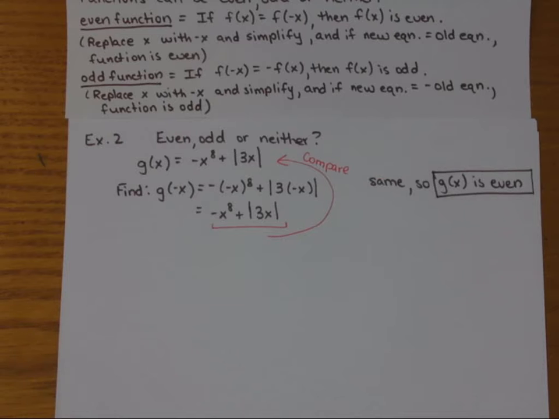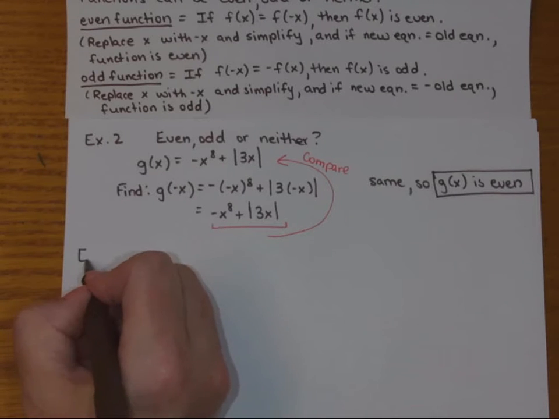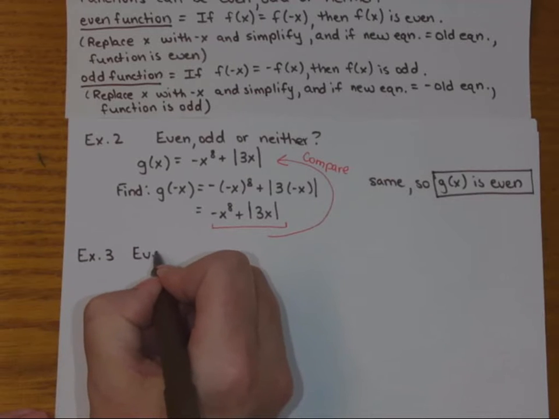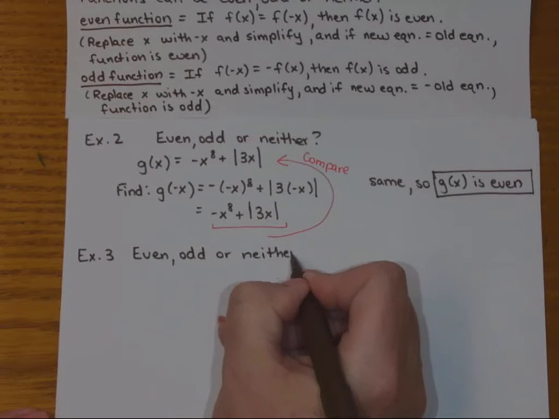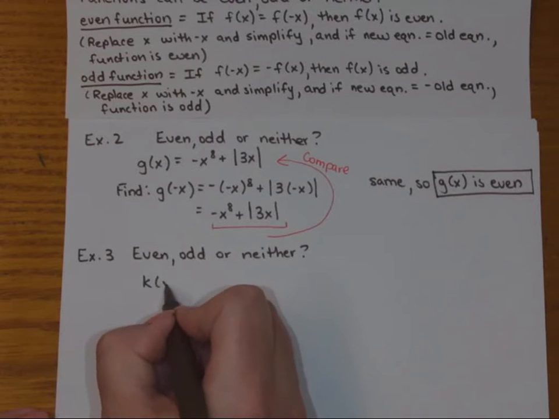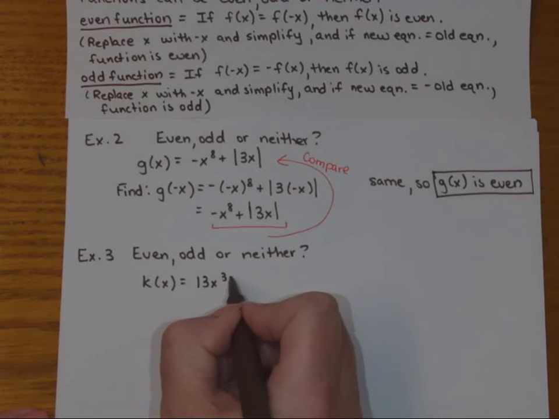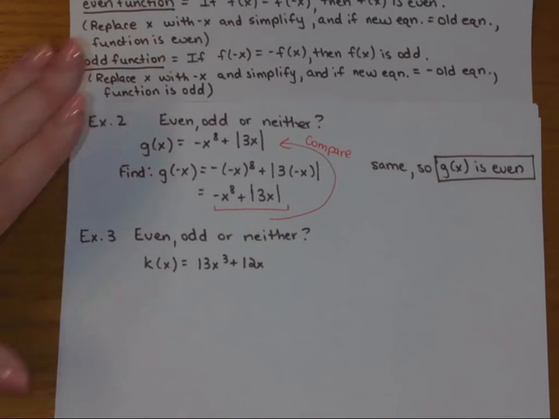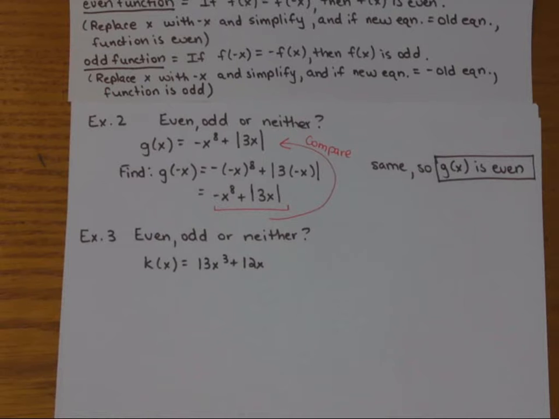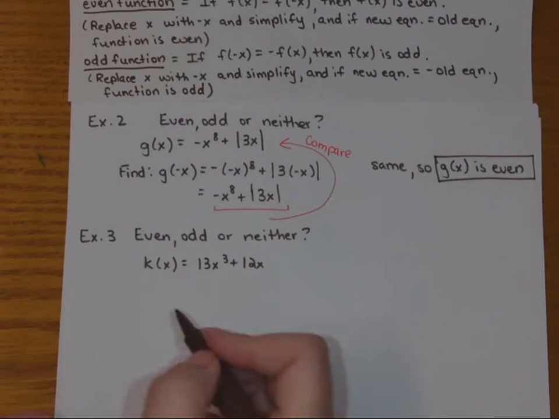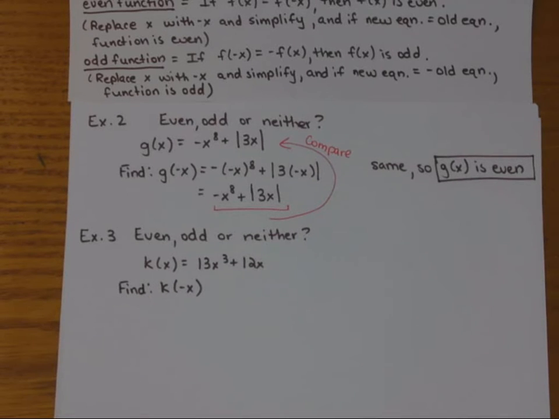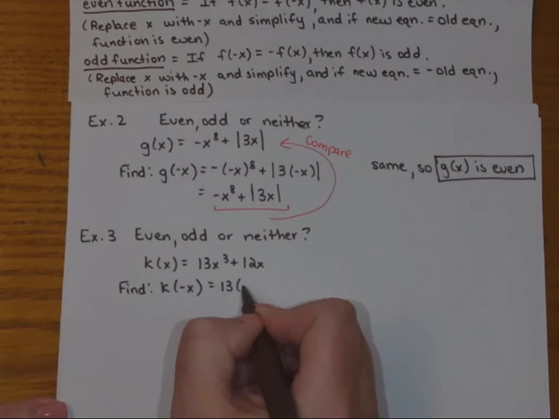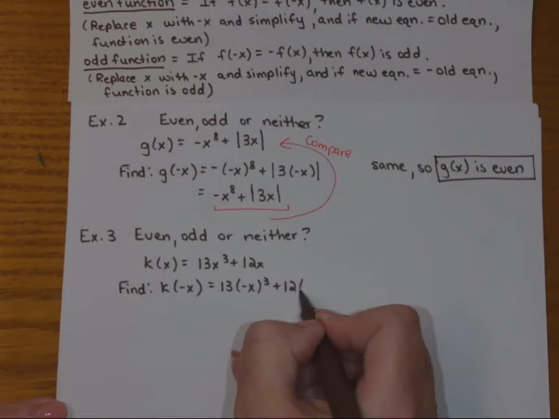Odd is just a little bit different, so let's look at another one. So again, even, odd, or neither. So let's say this is the function I want you to look at. Notice we don't really know whether it's even, odd, or neither, and we don't need to. We've used the same method to show any of these. So you always find f, or k in this case, of the negative version of x. So everywhere there's an x, let's replace it with a negative x, and then we're going to simplify it.